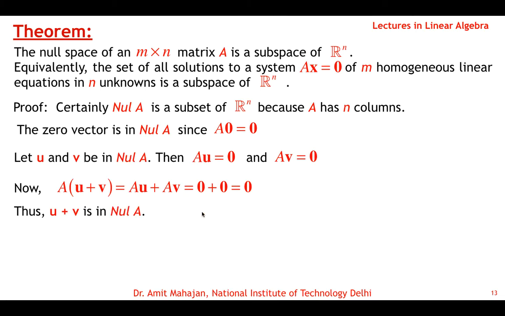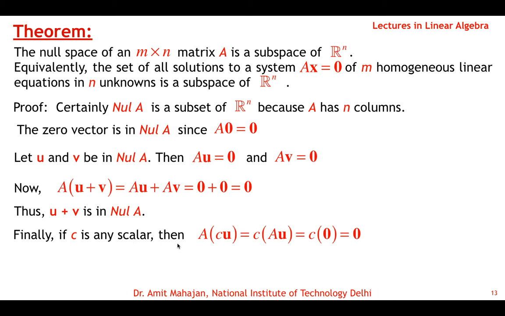The third property: take any scalar c and again calculate A times cu. c is a scalar, so it can go outside and we can write c times Au, and Au is the 0 vector, so c times the 0 vector, any scalar times the 0 vector, is the 0 vector. Again you can see that cu satisfies the homogeneous equation, so c times u also belongs to the null space of A. So all the properties are satisfied, and the null space of A is a subspace of Rn. This is one important result.